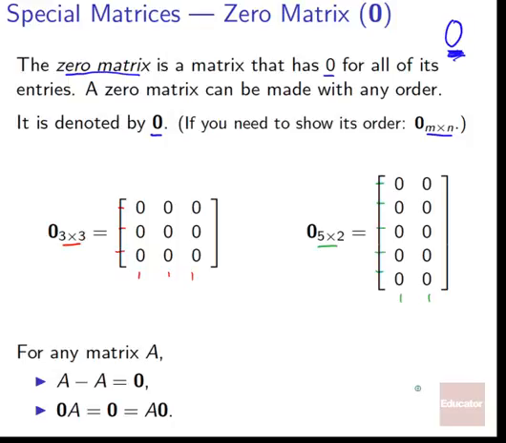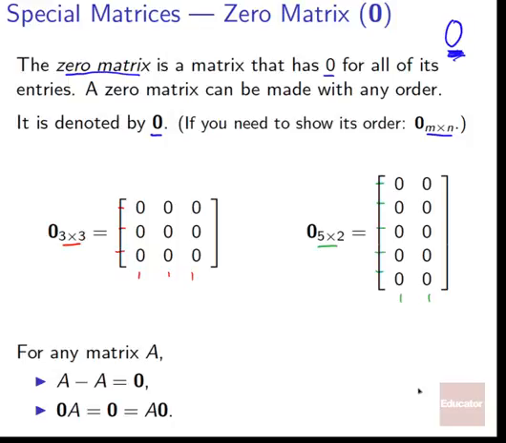And also the zero matrix times A equals the zero matrix, which is equal to A times the zero matrix. So the zero matrix multiplying on some other matrix by the left or the right turns it into the zero matrix. The zero matrix through multiplication crushes other matrices into the zero matrix.